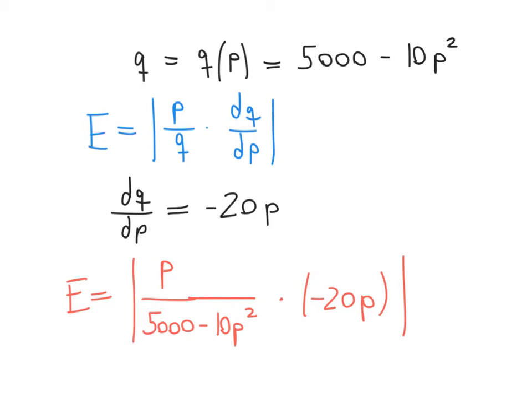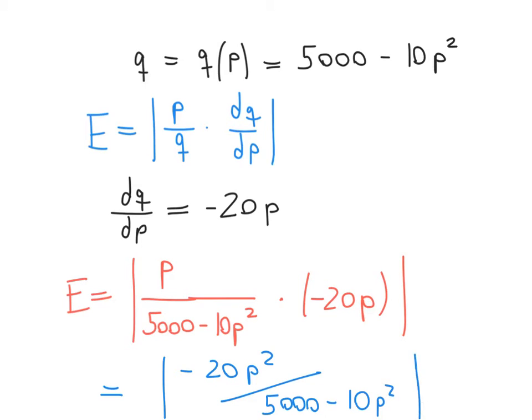We can simplify this a little bit and write it as minus 20 p squared divided by 5,000 minus 10p squared. So overall, it's not a nice formula, right? But it is a formula, and we can just use it to compute elasticity now at specific values for P. Because if we recall, in the problem, we're asked to compute elasticity at the price of $2.